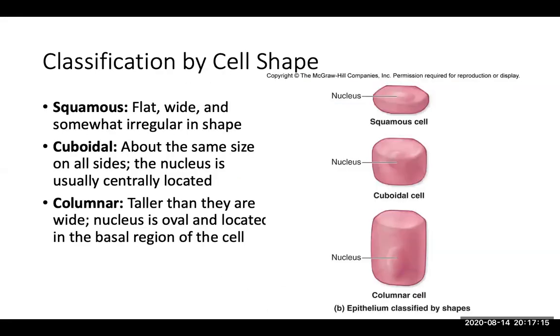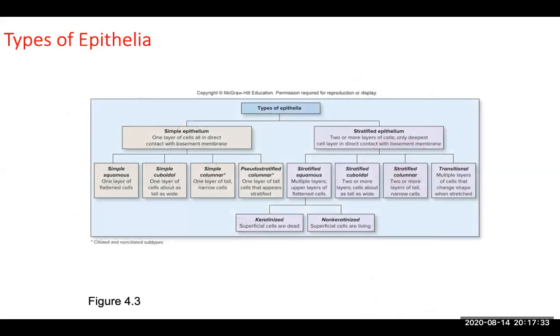Then they're classified by the cell shape. They're squamous if they're flat, wide, and irregular. They're cuboidal if they're shaped like a cube and the nucleus is centrally located and shaped like a circle. And if they're columnar, the nucleus is at the bottom of the cell and they're taller than they are wide. Here are the types of epithelium listed here that you should be familiar with.